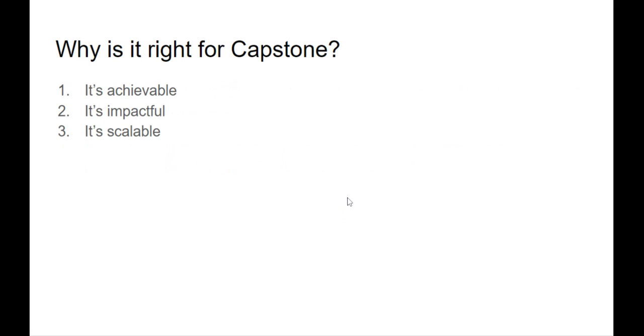So why is it right for the capstone? Three big reasons. This is not something that would be terribly difficult to put together. I think that it's achievable. I think that, and you can be the judge of this after we actually talk, it could be very impactful. And finally, it could be scalable. So if we could mock up a version of this to work for Portland, I think that it could be mocked up to a larger scale as well.